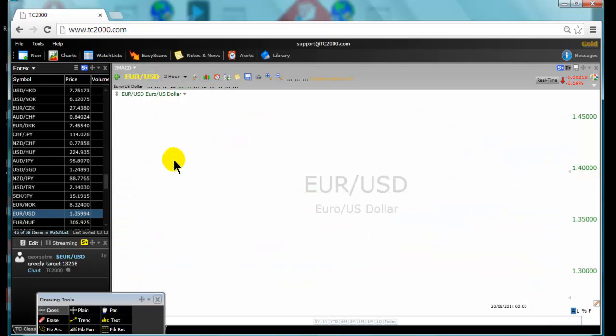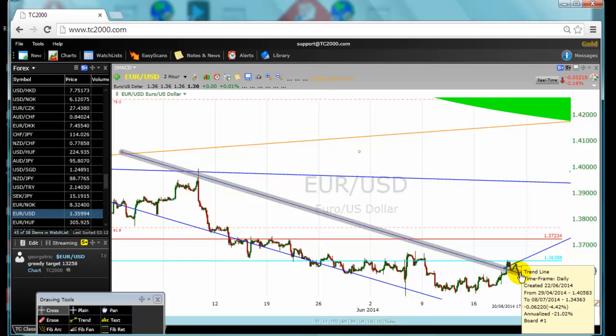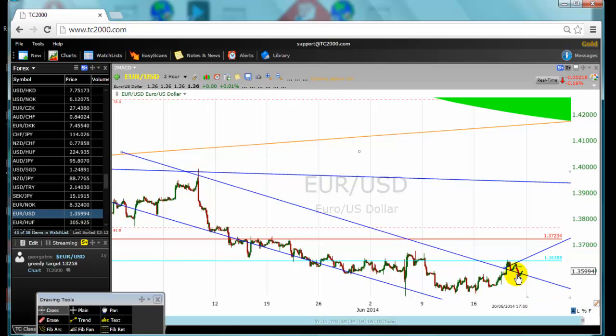If we go again to the 2-hour chart, here we are on the 2-hour chart. On this 2-hour chart, you can see the trend line that I drew on the daily chart, and the price is hanging above it like this. I don't like this, when the market was bearish and now the price comes out of the channel and is just sitting on it.